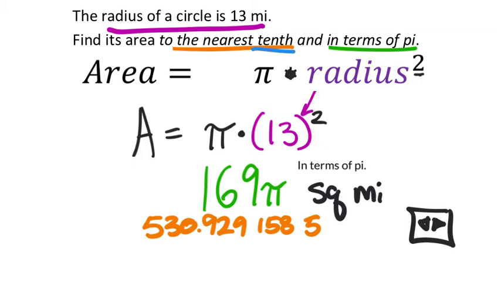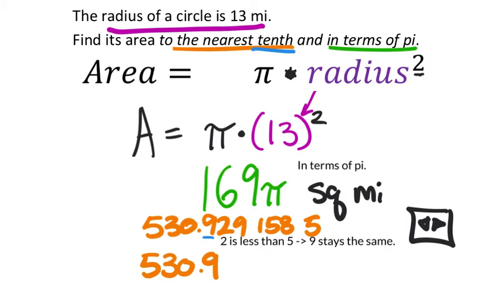So I look at the 9 here in the tenths place value. I look immediately to its right, which is a 2, and 2 is less than 5. So what this means is that the 9 stays the same. But this also means that everything else we can get rid of. But my final answer rounded to the nearest tenth would be 530.9. And once again, I will label this in square miles.